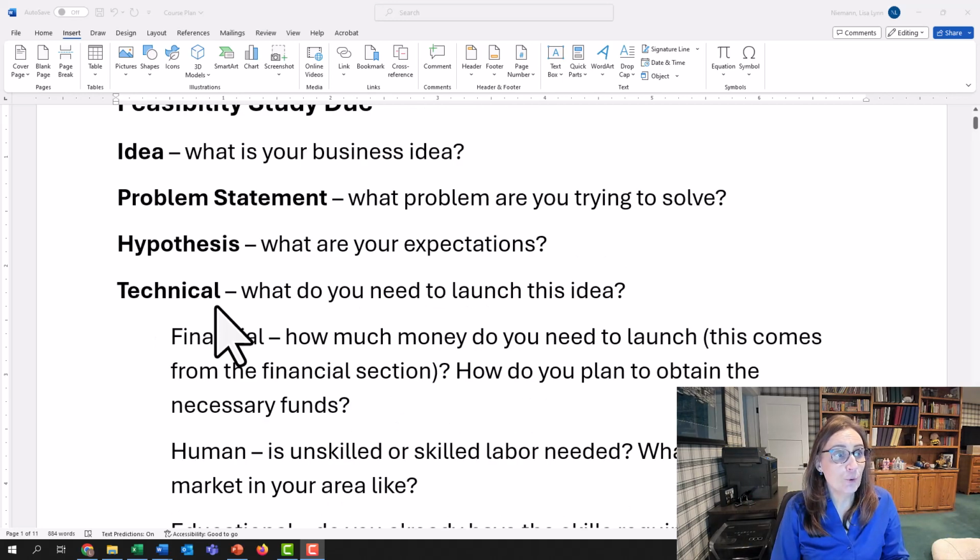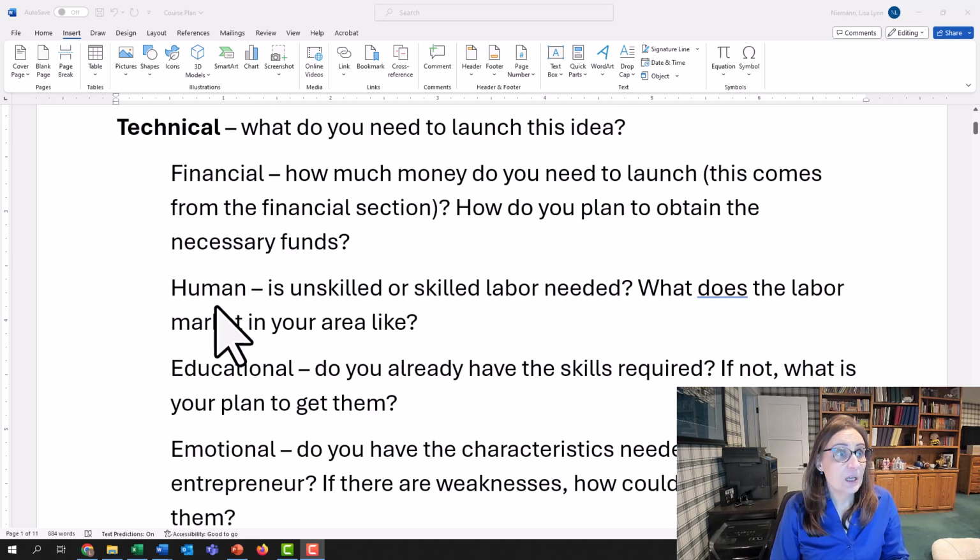Then we're going to go into 4 sections of the analysis. It's technical, marketing, financial, and organizational. Technical is answering the question, what do you need to launch this idea? And there are some aspects to that technical database that we're going to look at. Financial, we'll cover that in depth in the financial section. Human, is this skilled or unskilled labor? Education, do you already have the skills that are required? And emotional, do you have the characteristics for an entrepreneur?